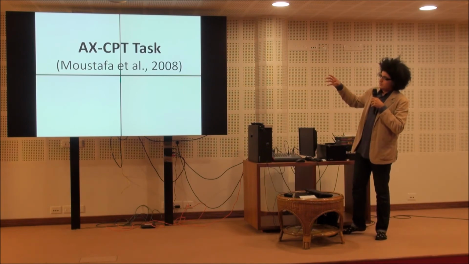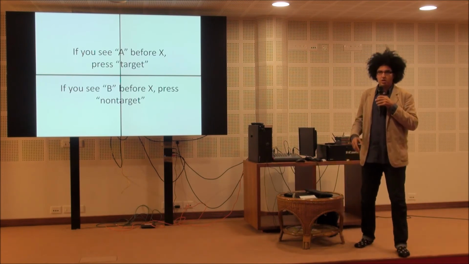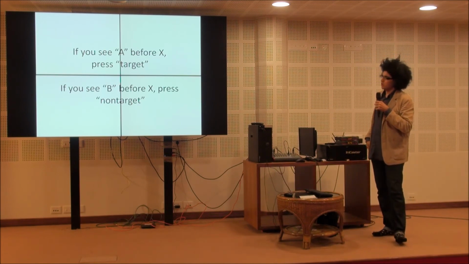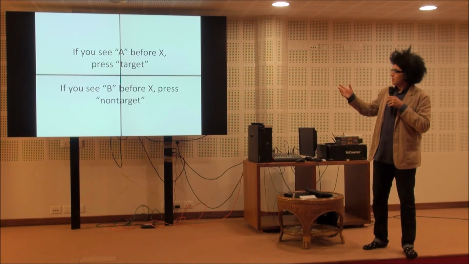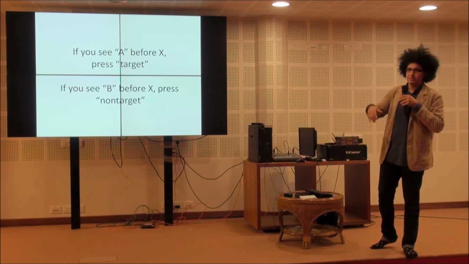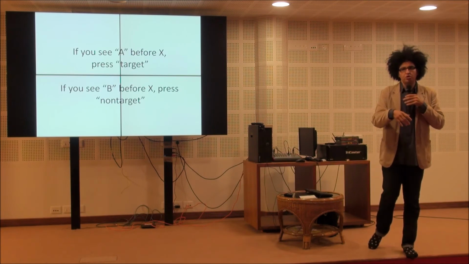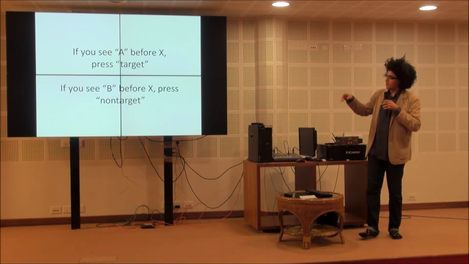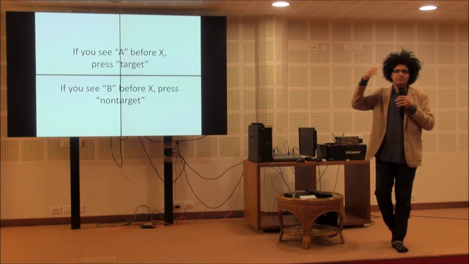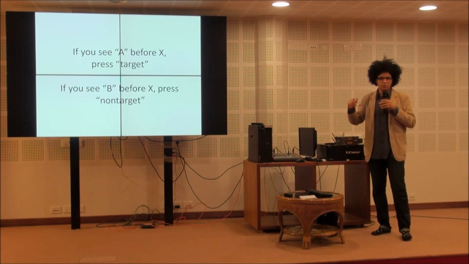So we use a task called the AXCPT task to test working memory in the patients. If you are a participant in the study, you will see something similar to this. This is an instruction. Really, the main idea is you see a sequence of letters on the screen. If you see A before X, you press a key which indicates target. But if you see B before X, you press another key which indicates non-target. So the key idea is you have to remember what you have seen before X. If you see X, okay, a few seconds before, I have seen A. Now I press this or that. This is how we test working memory.